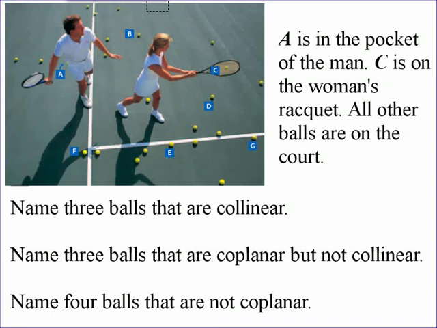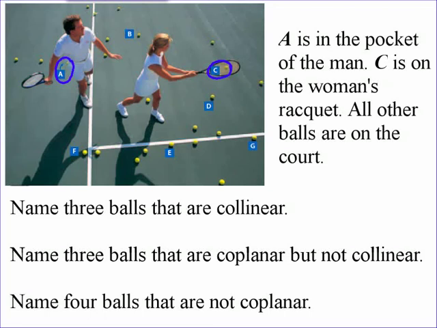All right, so we're back again. And if you look at this, it says, this is an example problem. It says A is in the pocket of the man. Okay, so notice you see A is pointing to this right here. C is on the woman's racket. So C is right here, and that's actually on her racket. All other balls are on the court.